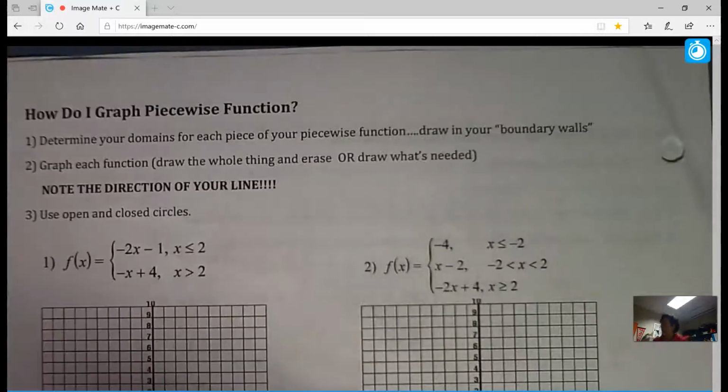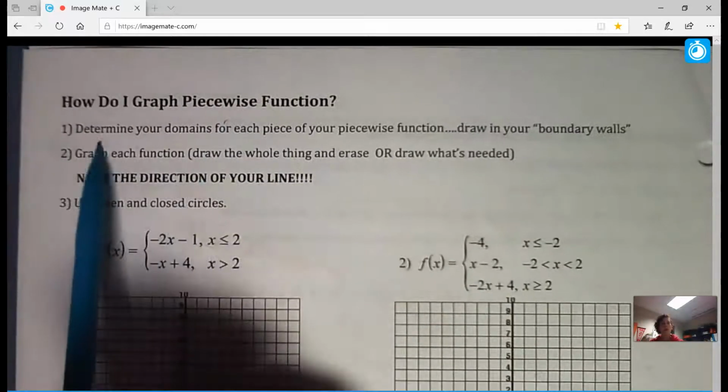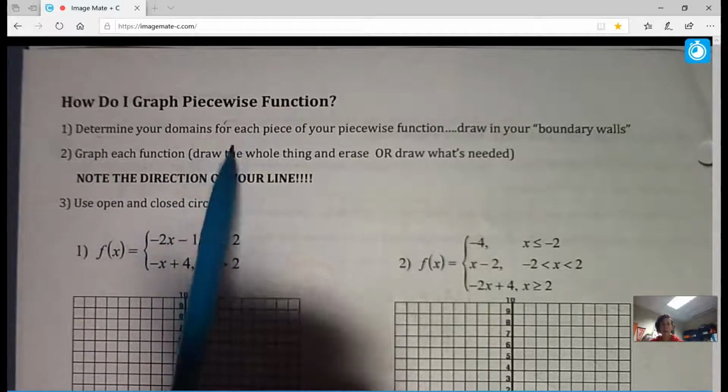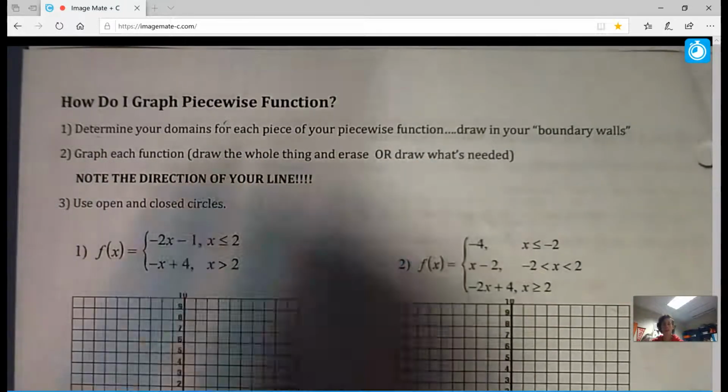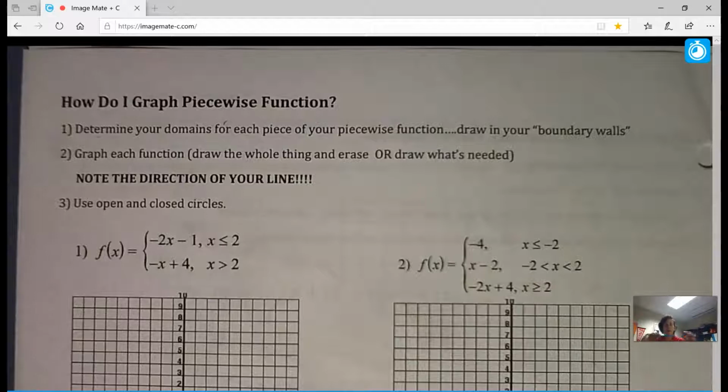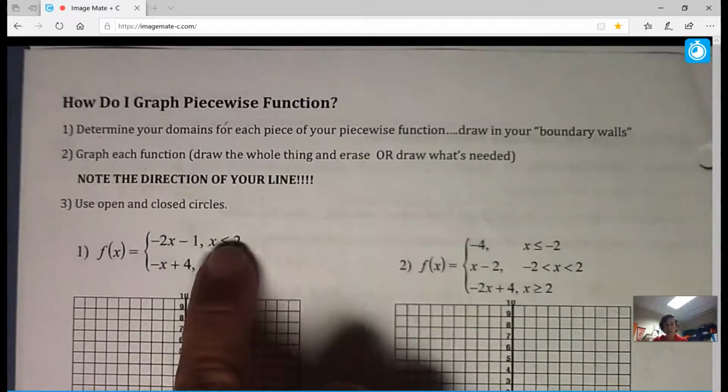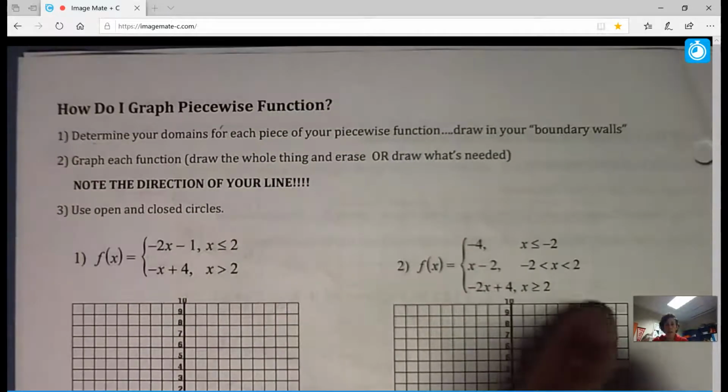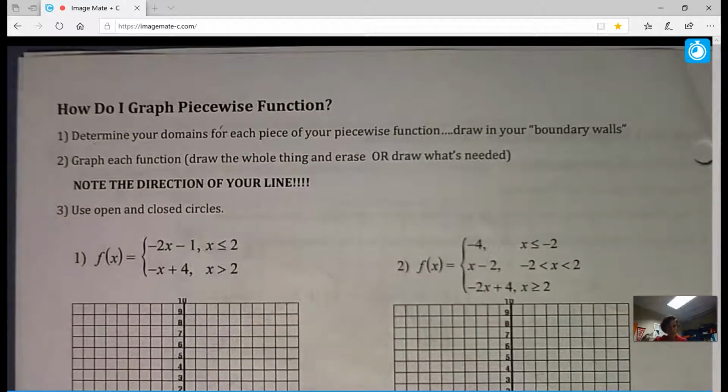All right, so how do you graph a piecewise function? So first, you want to determine the domains for each piece of your piecewise function. So the boundary walls, that's where I told you that story, x or y flies by, so y equaling a number goes like this, and then x is depressed. So x being a number, which is over here, x is 2, -2, goes like this, all right?